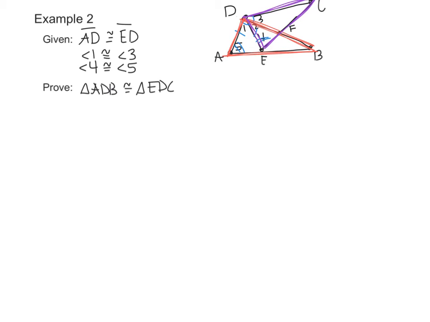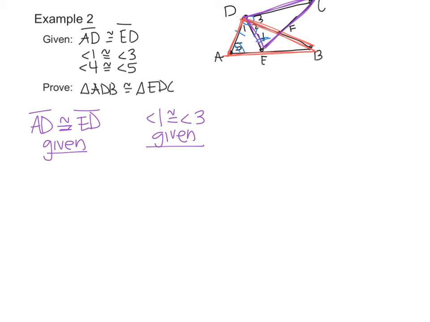Okay, so I'm going to start off with what I'm given. Not AB. AD is congruent to ED, and that's because it was given. I also know that angle 1 is congruent to angle 3 because that was given. Looking at this, what do we know about angle 2? Well, angle 2 is congruent to angle 2 by the reflexive property of congruency.